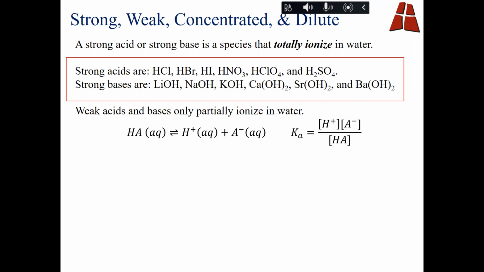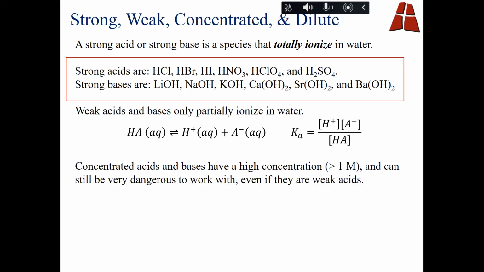I'll also remind you that our weak acids and bases will only partially ionize in water. And so, for example, here we have the acid ionization constant, the equilibrium constant, which is just our products over our reactants, of course. And for all of those reactions, our reactants will be generally what is favored. Okay. So those are strong and weak.